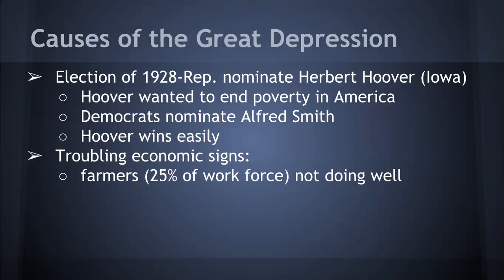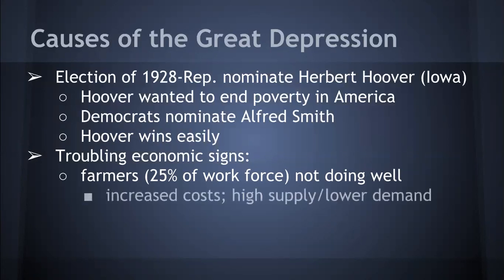Farmers were not doing well in the 1920s. 25% of our workforce was made up of farmers. And remember, they had increased production during World War I to basically try and feed the entire world, at least all of Europe, who really couldn't feed themselves during that time while the war was going on and destroying farmland, and farmers were all fighting. So we had a very high supply and lower demand. Farmers did not lower their production. So they're left with that high supply and low demand, which we've talked about supply and demand quite a bit this year.